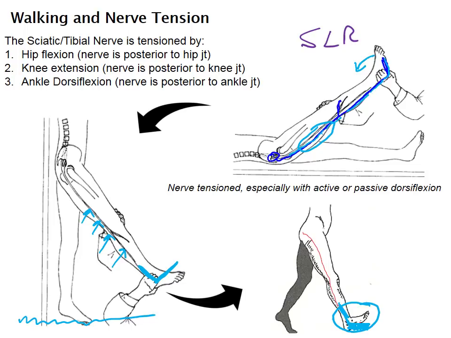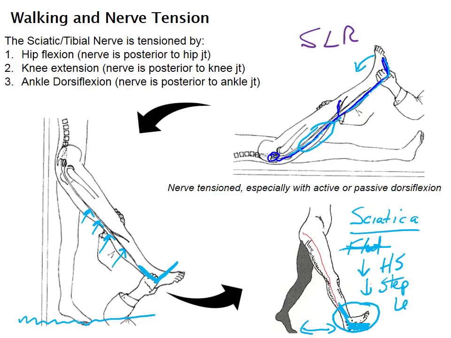So with sciatica, with an irritated sciatic nerve, you might hit with a flat foot. And I'm not saying pes planus here. I'm just saying your foot is flat and you're not heel striking very much. So you'd have decreased heel strike. And you might shorten your step length a little bit. So you'd have a decreased step length as well.